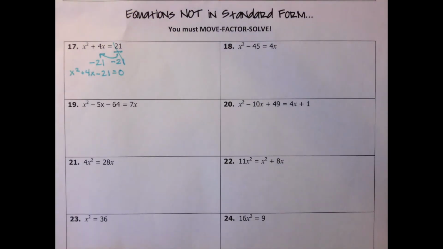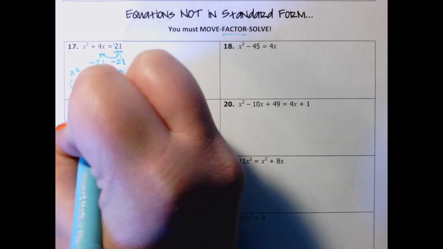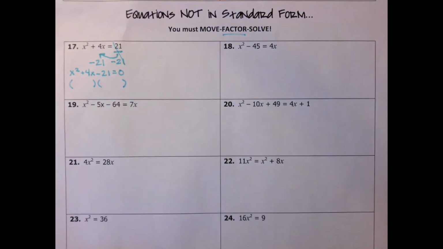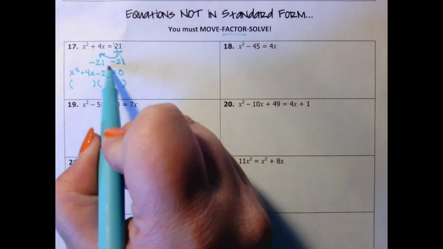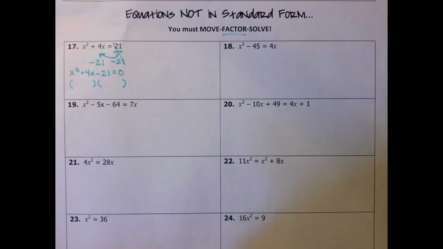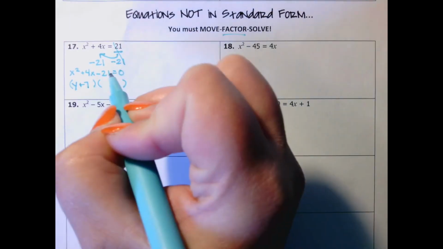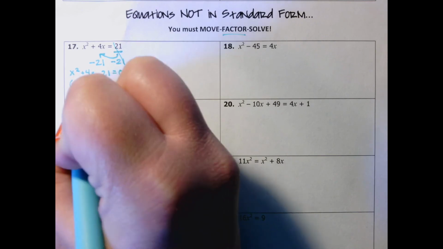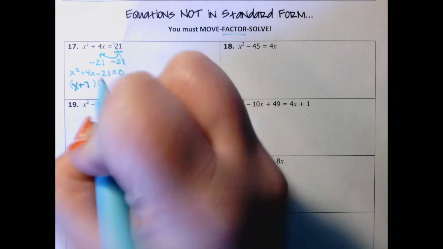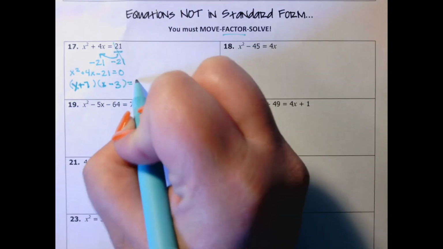And then we're gonna factor. Second step. So two numbers that multiply to equal negative 21 and then add up to positive 4. I have x plus 7, and then x minus 3, still equal to 0.